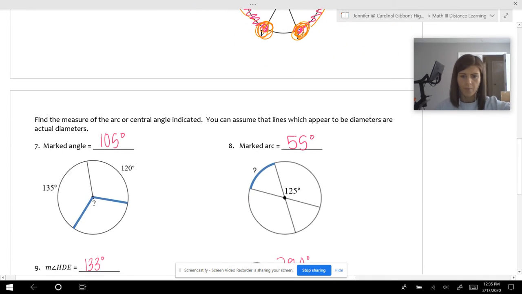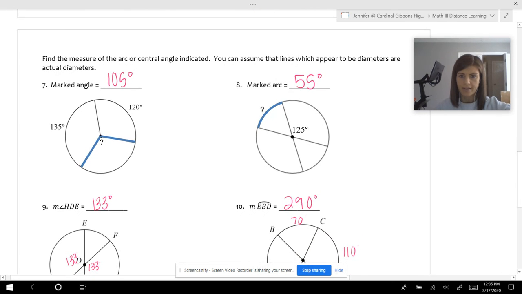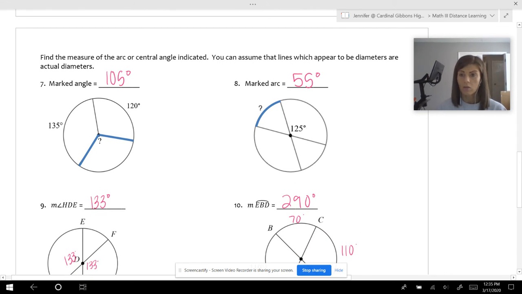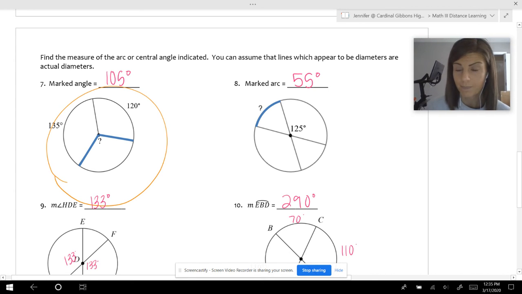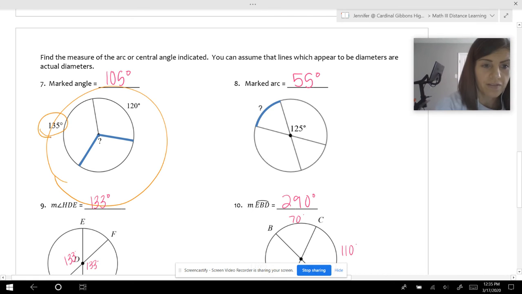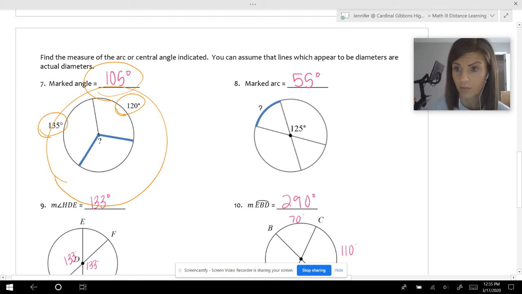All right. And so then on the back, these were the ones that you had to find the missing measurements for. So a couple of reminders. Remember that the whole circle adds to 360, half the circle adds to 180, and vertical angles are congruent. So those were the 3 big things that you should have used on the back here. So number 7, the whole circle adds to 360. So if we already know the 135 and the 120, when we subtract those from 360, that's where the 105 is coming from.